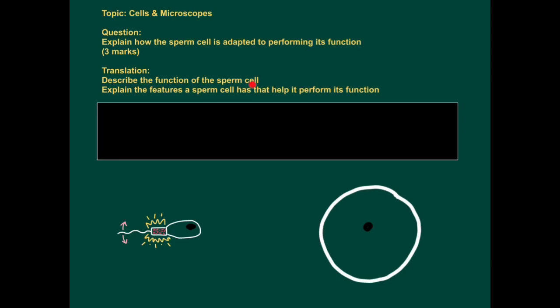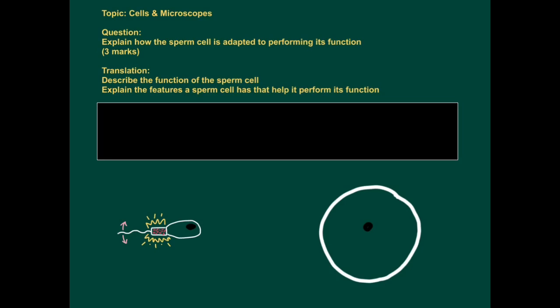Firstly, describe the function of the sperm cell, and secondly, explain the features a sperm cell has, in other words, its adaptations that help it perform its function. It's a very simple question. State the job of the sperm cell and explain the features it has which help it carry out its job. It's only worth 3 marks.